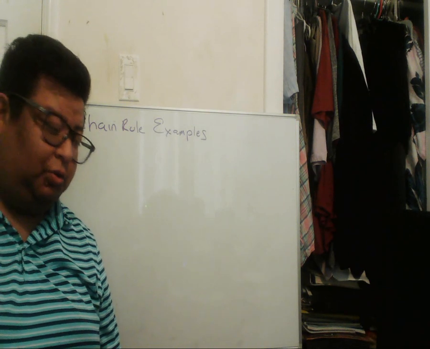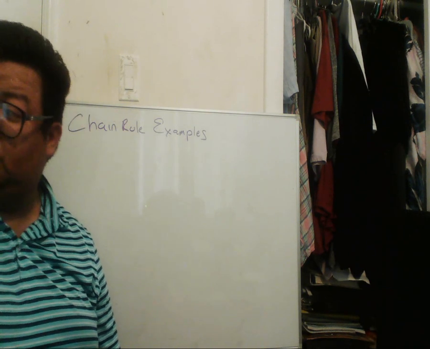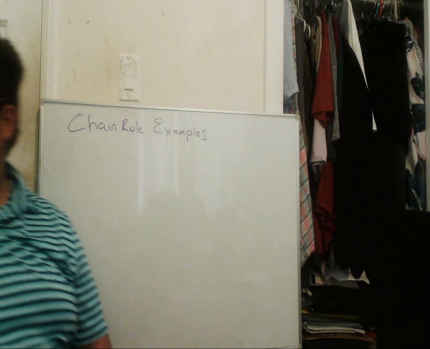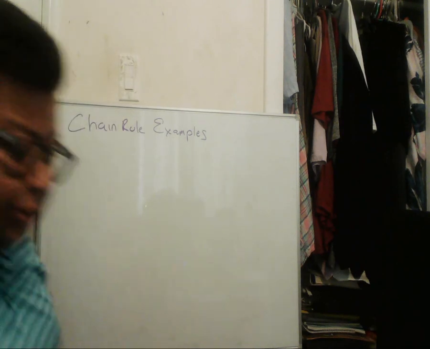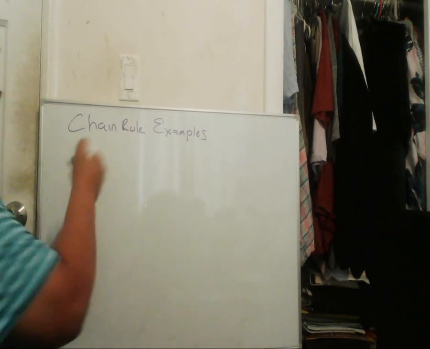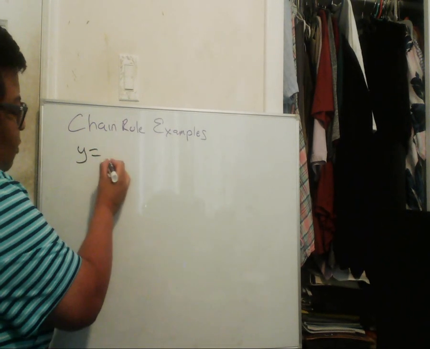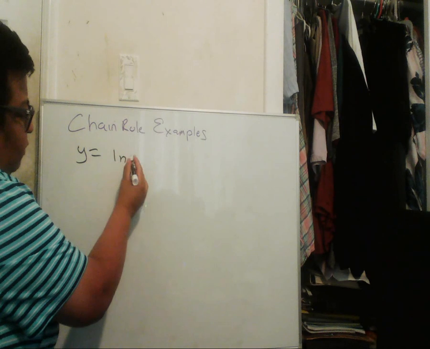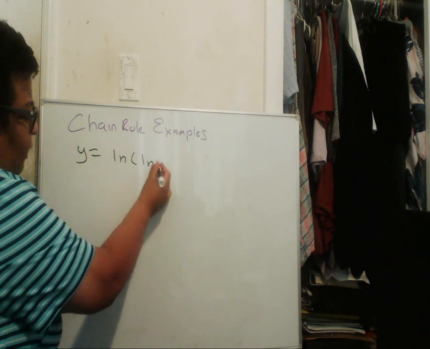This video gives two examples of finding the derivative of two functions that require the chain rule. So let's get started. The first example is the function y equals ln of ln x.